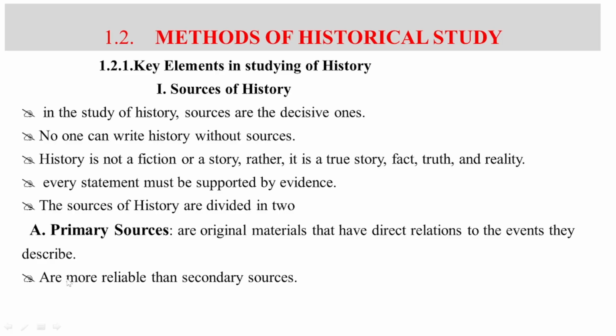One, primary sources are more reliable than secondary sources. Primary source: original materials, first-hand information, which have direct relation to the event they describe, both in time and place. Again, they are more reliable than secondary sources.